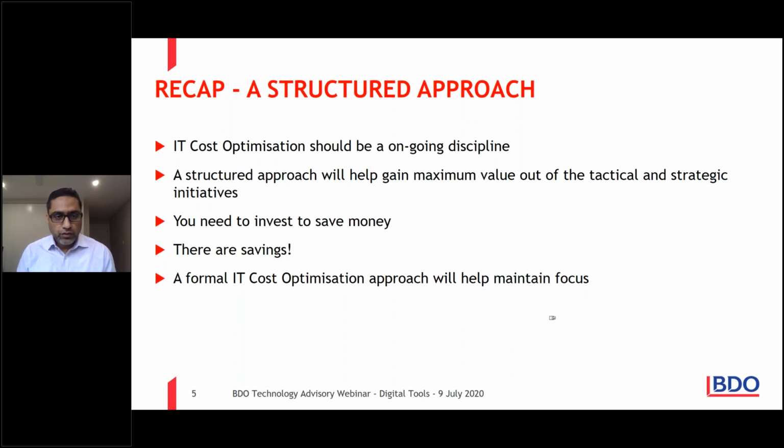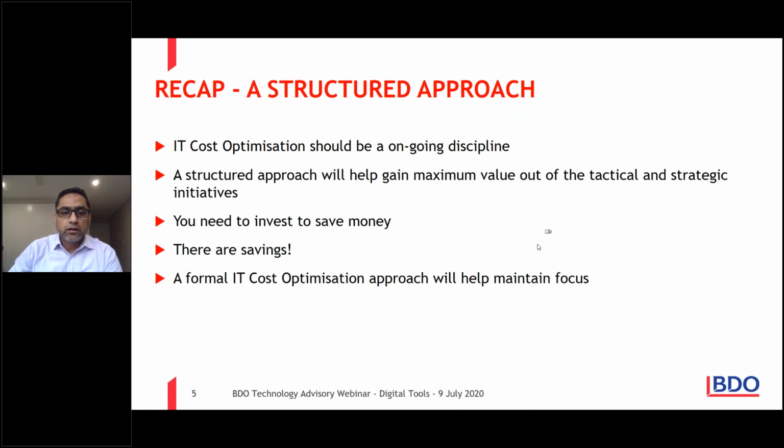Now, we want to give the confidence to everyone who's on the webinar that there are cost savings. So this is not a theoretical exercise. We have case studies after case studies where structured IT cost management has delivered tangible savings to the organization.